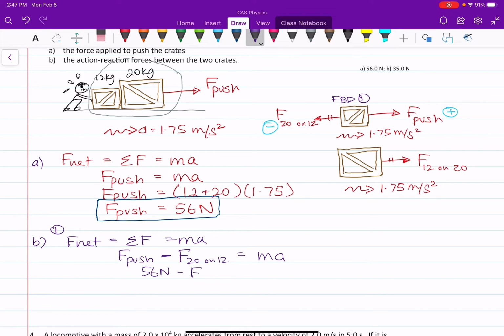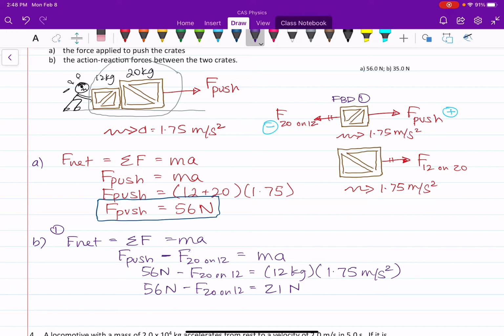We want to know the force of 20 on 12. And we know that the mass that I'm looking at right now is 12 kilograms, and the acceleration is 1.75 meters per second squared. So I can solve this: 56 newtons minus the force equals, now 12 times 1.75 is 21 newtons. Kilograms times meter per second squared is a newton.